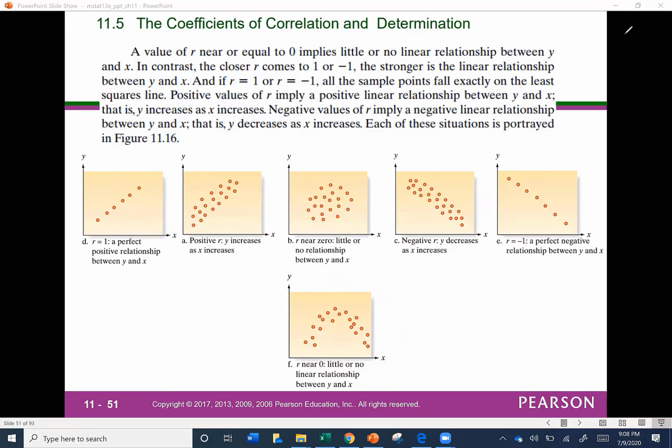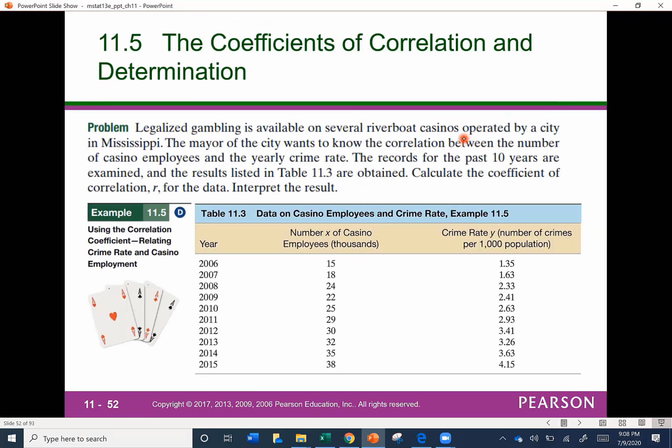Okay, let's do one problem about coefficient of correlation. Legalized gambling is available on several riverboat casinos operated by a city in Mississippi. The mayor of the city wants to know the correlation between the number of casino employees and the yearly crime rate. He wants to know the relationship between casinos and crime rate, but casino alone is not a good variable. Then we need to find something in casino: how big is the casino and how the size of those casinos affects the crime rate.